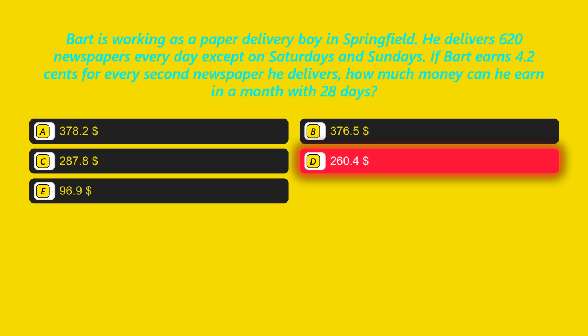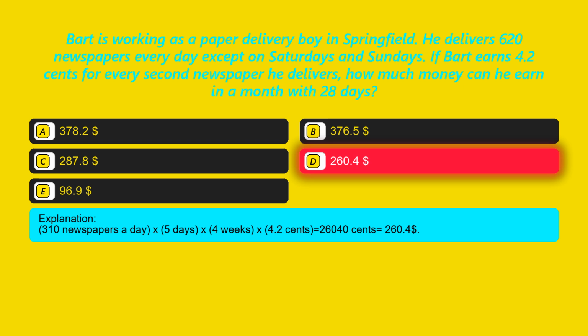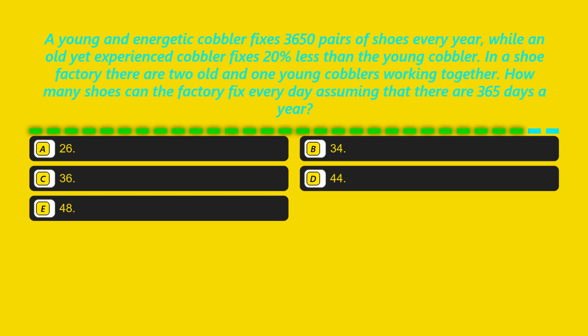The correct answer is option D, $260.40. 310 newspapers a day x 5 days x 4 weeks x 4.2 cents equals 26,040 cents equals $260.40.